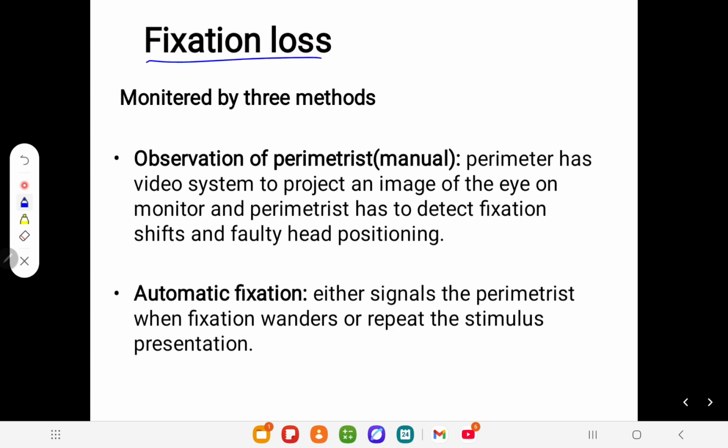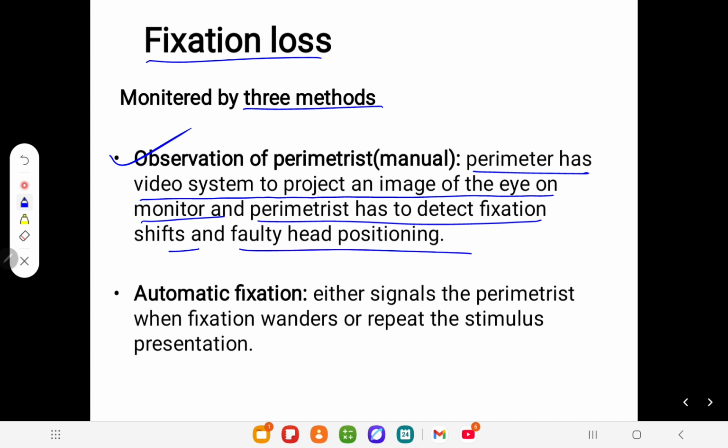So fixation loss. What is fixation loss? It's very important. It is monitored by three methods. First, observation by the perimetrist. No matter whether you are doing it or your technician is doing it, you must observe manually, so the eye is not wandering around. The perimetrist has a video system to project an image of the eye on the monitor, and has to detect the fixation shift and faulty head position. So it's your manual job.